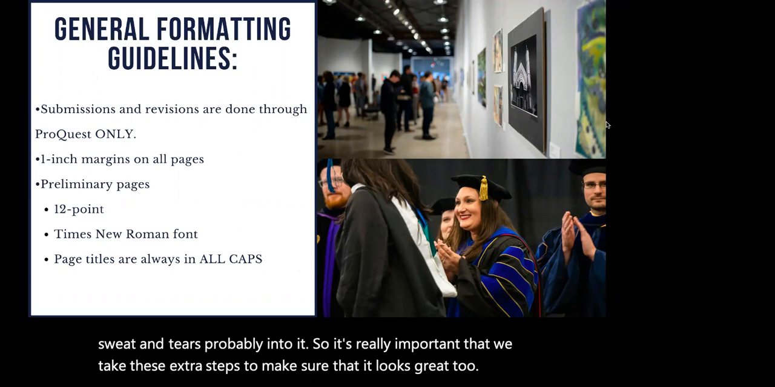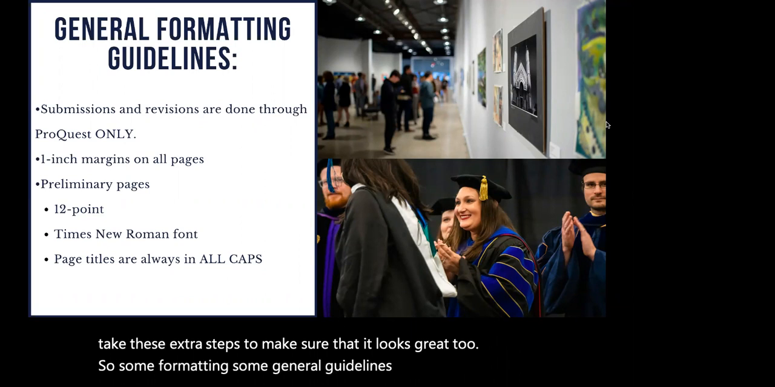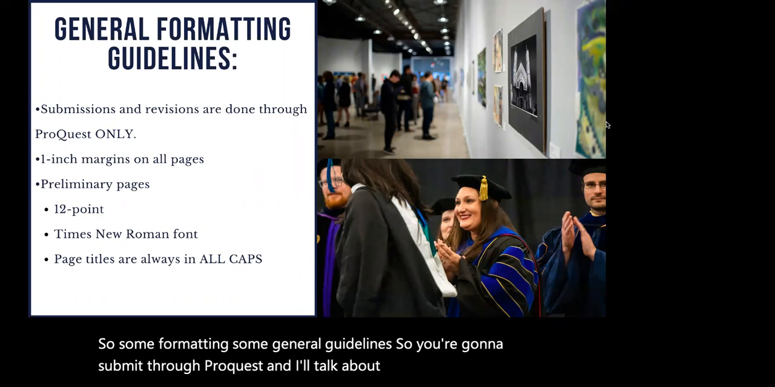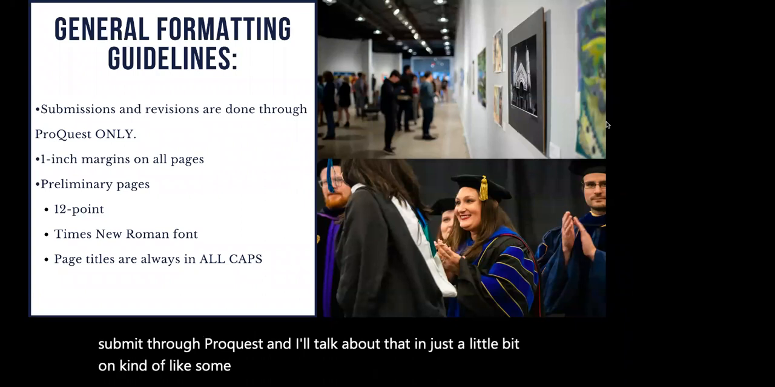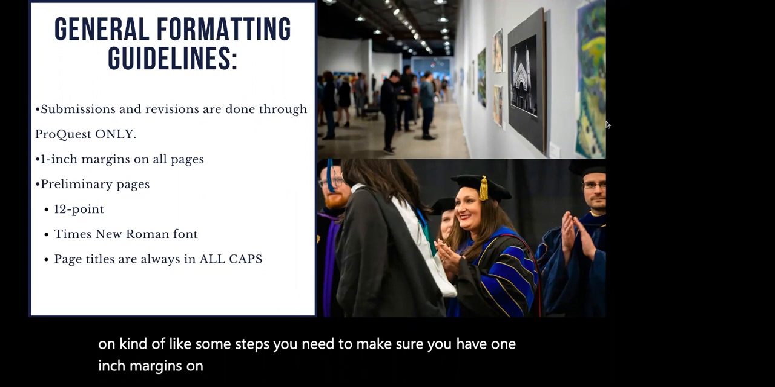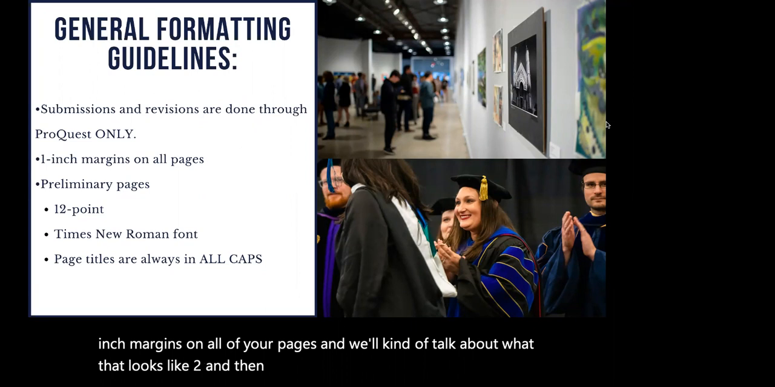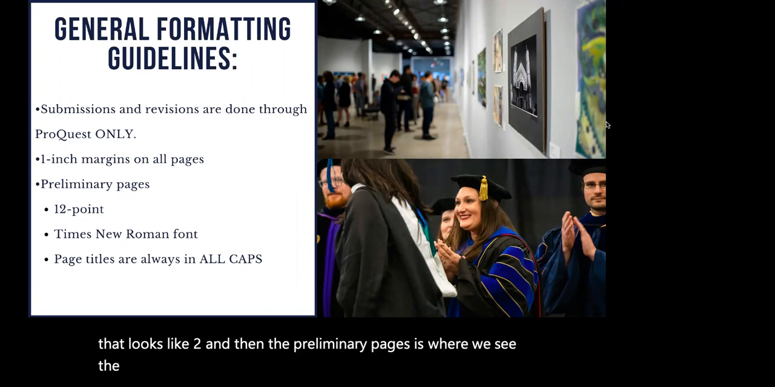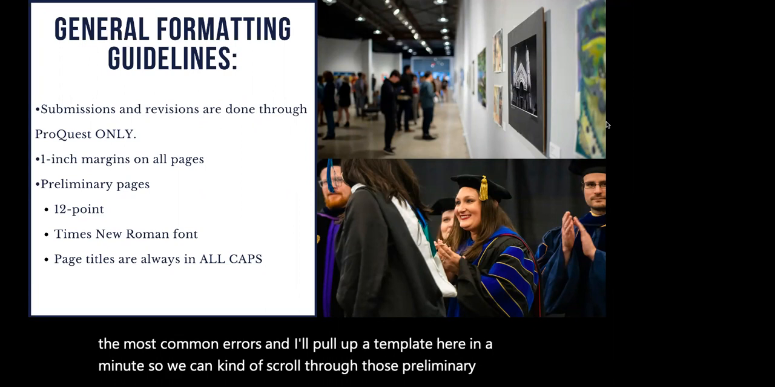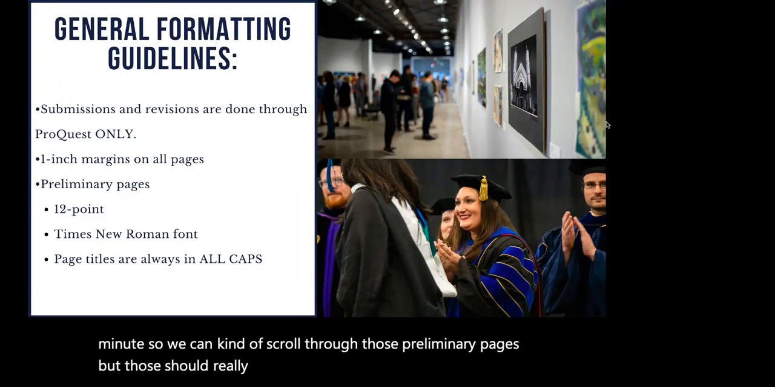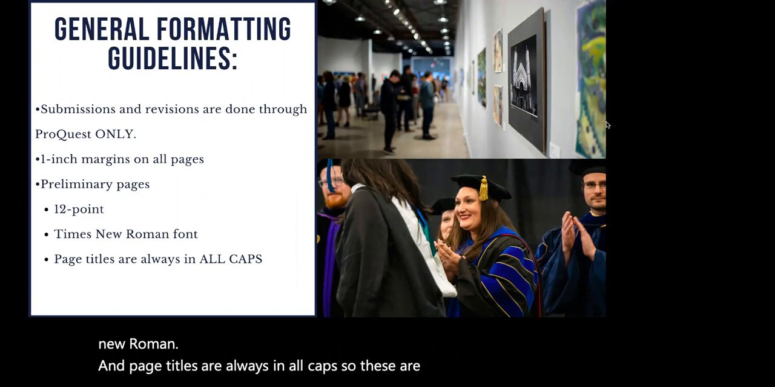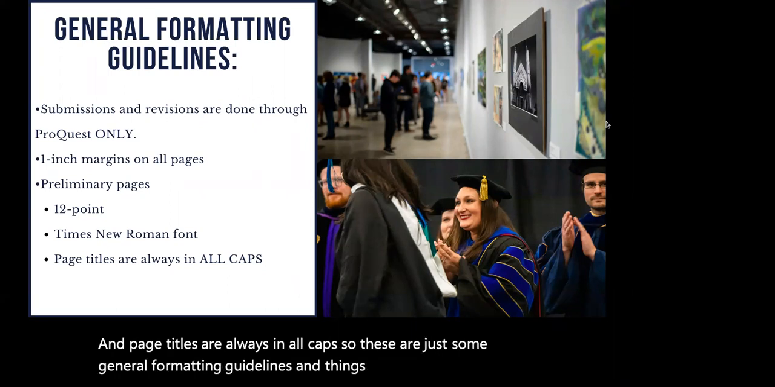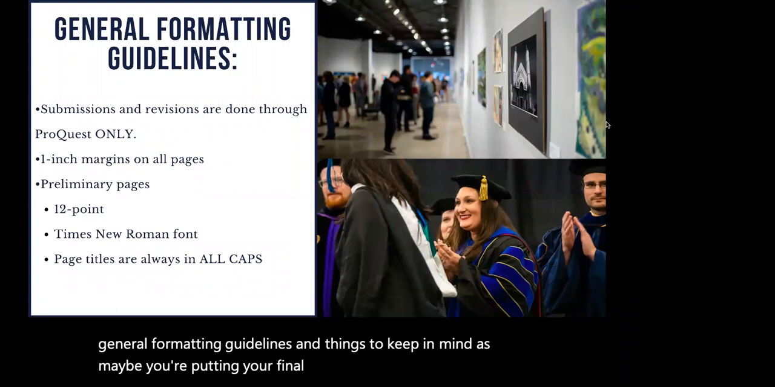So, some general formatting guidelines. You're going to submit through ProQuest, and I'll talk about that in just a little bit. You need to make sure you have 1-inch margins on all of your pages, and we'll talk about what that looks like too. And then the preliminary pages is where we see the most common errors. I'll pull up a template here in a minute so we can scroll through those preliminary pages. But those should really be consistent with the 12-point font, Times New Roman, and page titles are always in all caps. So these are just some general formatting guidelines and things to keep in mind as you're putting your final touches on your thesis or dissertation.